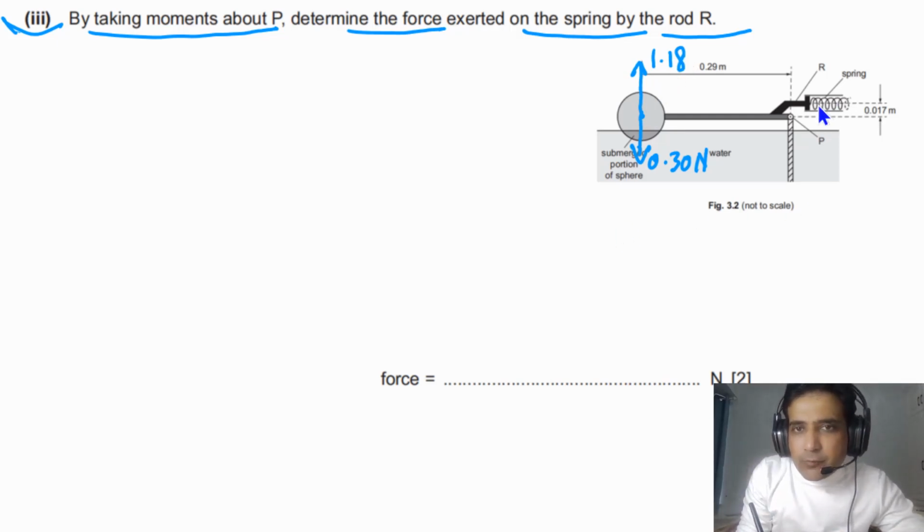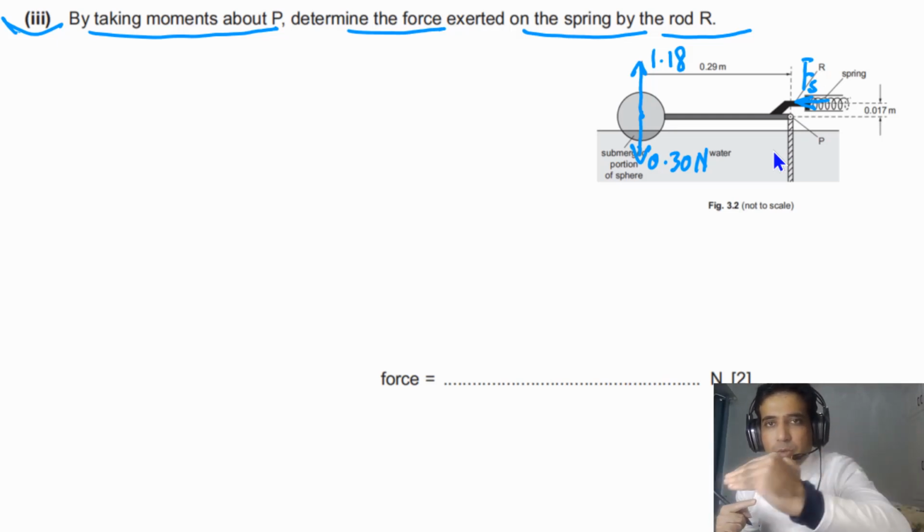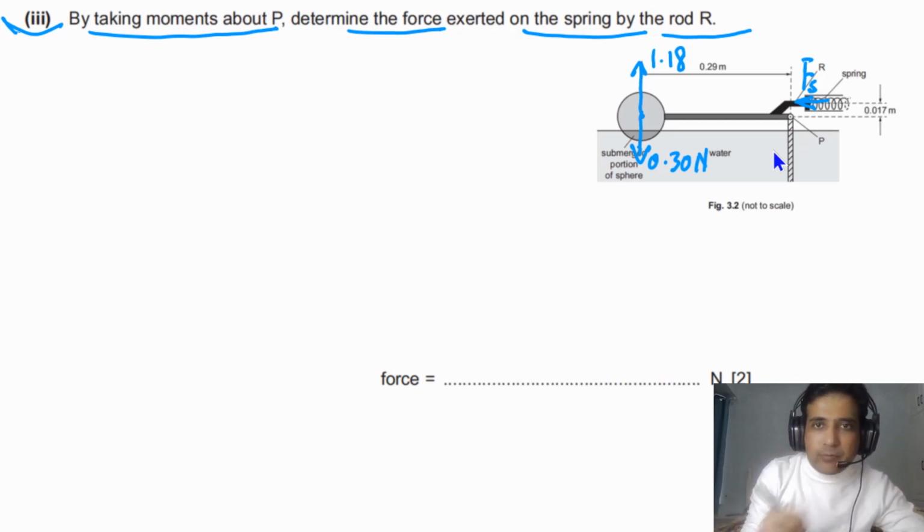And there is a force by the spring that is pushing this rod this way, and the spring force is equal to the force exerted by the rod. So we can say that force is Fs. The spring is pushing this way because the rod is pushing to the right and the spring is pushing to the left. So this is the force. Now simply we need to take moments about this point and we can calculate the value of Fs.